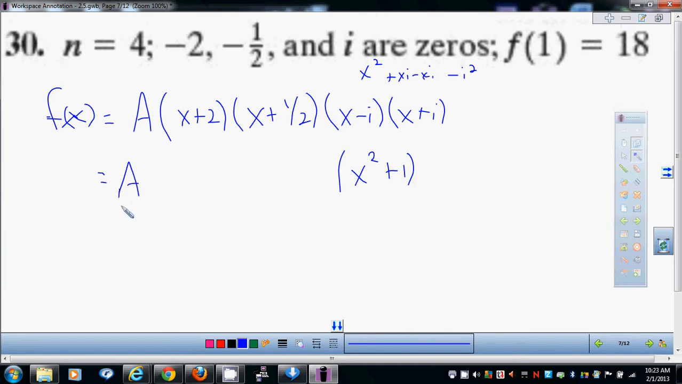Now I'm going to FOIL the first two terms. That'll be x squared plus 1/2 x plus 2x, which is 2 and 1/2 x, or 5/2 x. And then 2 times 1/2 is 1. So that's just the first two pairings FOILed.